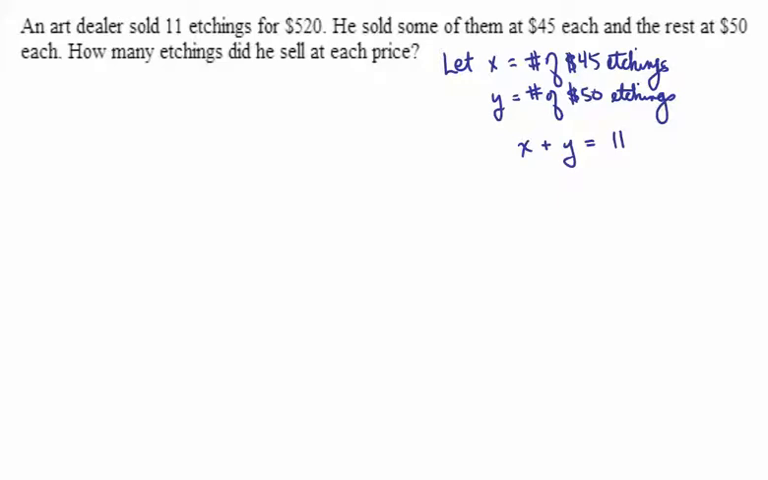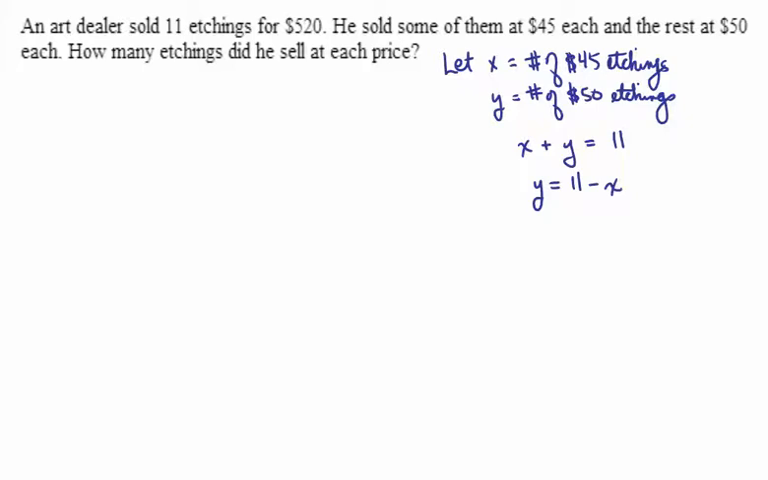So this first equation has to do with the number of etchings. There's no dollars involved here. No money here. It's just the number of $45 etchings plus the number of $50 etchings has to equal 11. And we can solve that for y by simply subtracting x from both sides, and we'll end up with y is equal to 11 minus x. That's going to be very important. We're going to come back and use that later to help us substitute out y from our main equation.